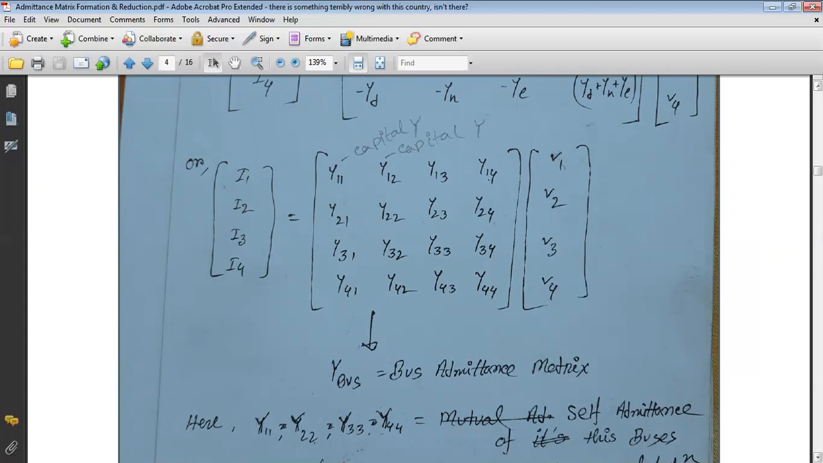So the self-admittance means the sum of all admittance connected to a particular bus. This is the summation actually. So the sum of all admittance connected to a particular bus is the self-admittance of this particular bus. And mutual admittance means the connecting admittance between two different buses, like Y23. It means the mutual admittance between bus 2 and bus 3, the connecting admittance between bus 2 and bus 3.